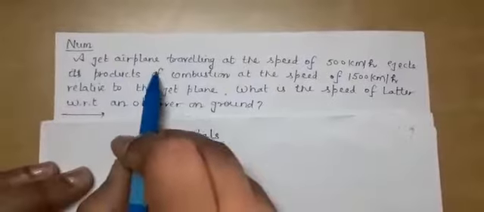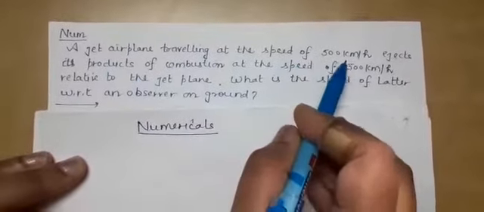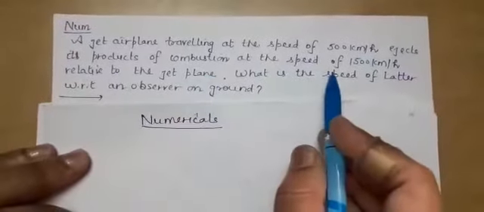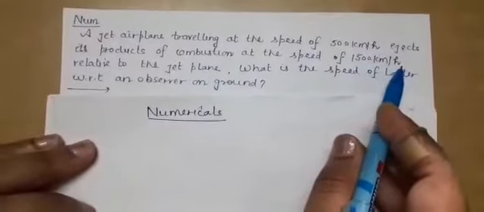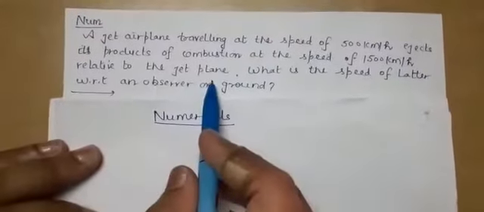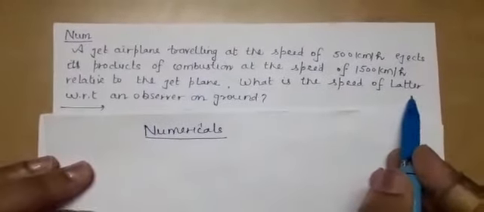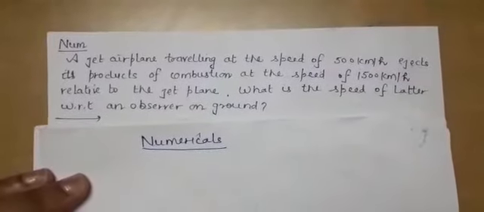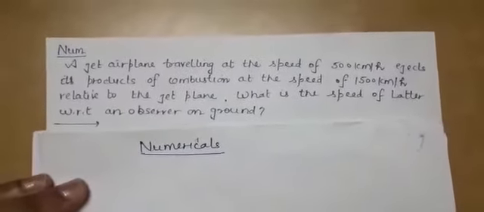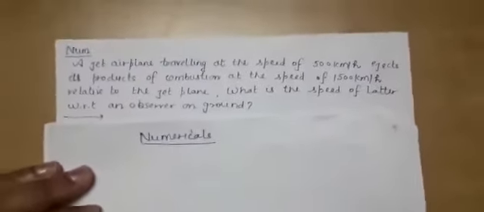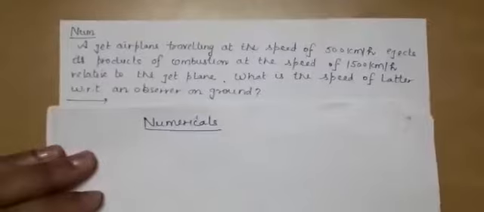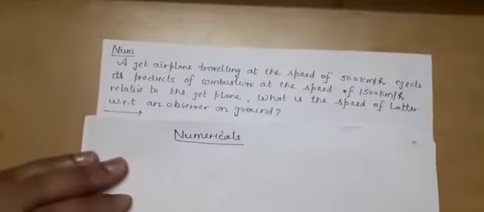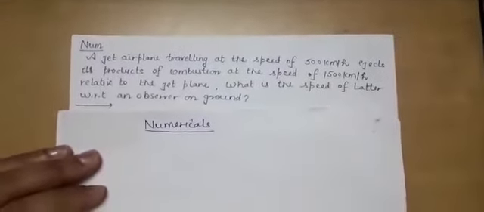A jet aeroplane traveling at a speed of 500 km per hour ejects its products of combustion at a speed of 1500 km per hour relative to the jet plane. What is the speed of the latter with respect to an observer on the ground? See, first of all, before starting, I will help you understand the statement. You have to analyze what the given parameters are and then what concept you have to apply. In this numerical, there is no different concept. You have to simply apply the concept of conventions as well as the basic formula of relative velocity.